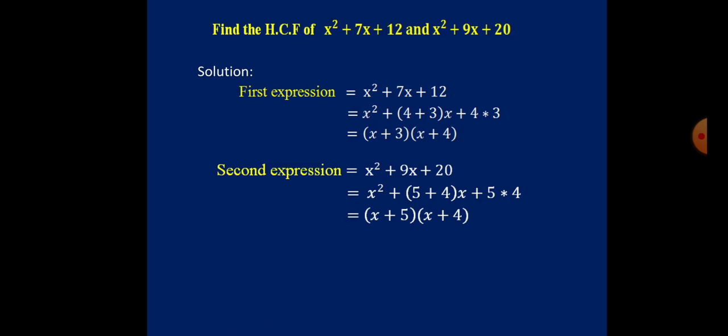Now let us see the second expression. It is x squared plus 9x plus 20, and you can see 9 can be expressed as 5 plus 4 and 20 can be expressed as 5 times 4. So you can see that this expression also fits into the form x plus a times x plus b. So it is x plus 5 times x plus 4. And from the first and second expression, we see that x plus 3 and x plus 5 are not common to both the expressions, but x plus 4 is common for both. So our HCF will be x plus 4, as x plus 4 is the common factor.